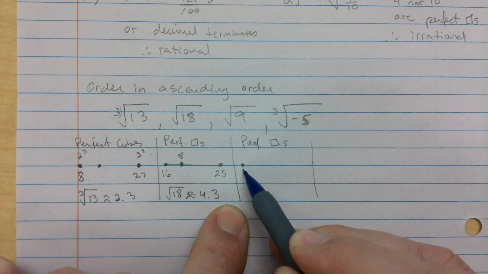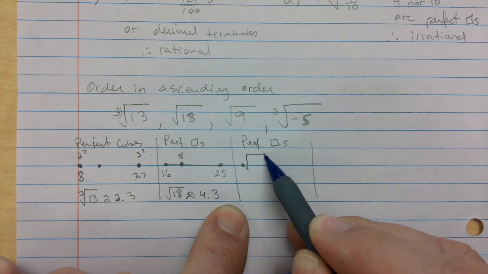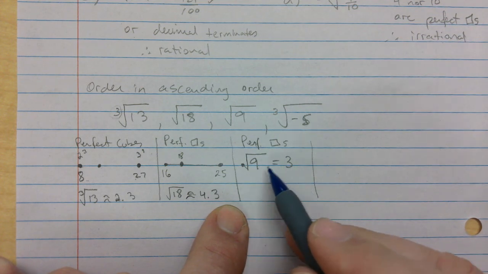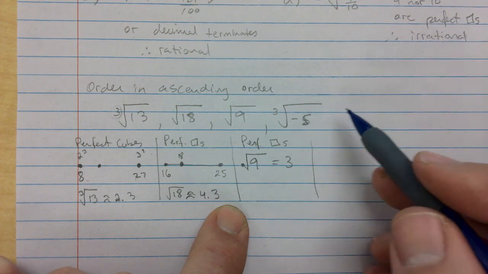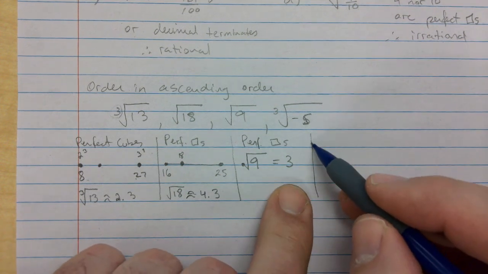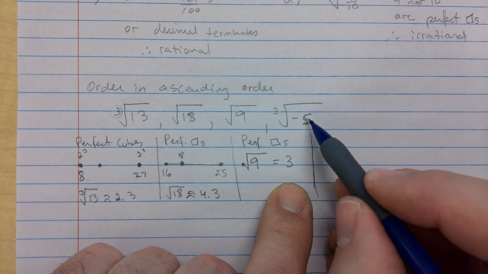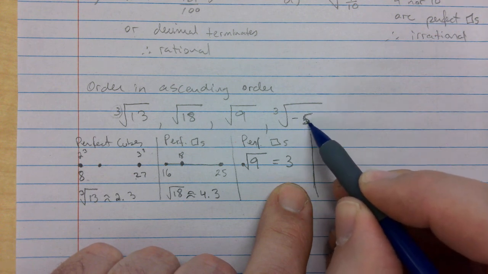Oh, actually, never mind. Why am I doing this, right? There's no need to do this. That's exactly 3. We know exactly 3, right? And then this one here, this is the one I was looking at, right? Cube root of -5. So here you have to be careful.